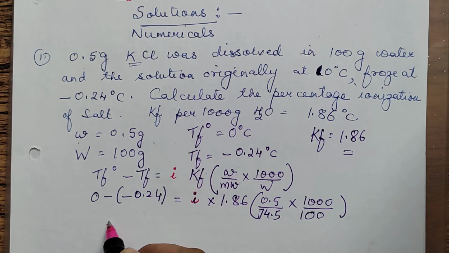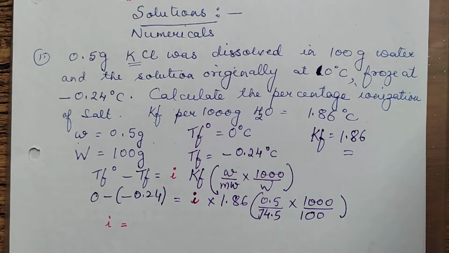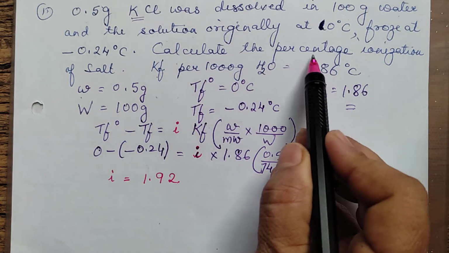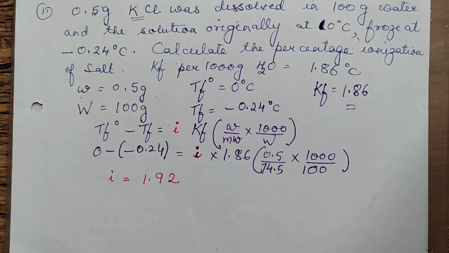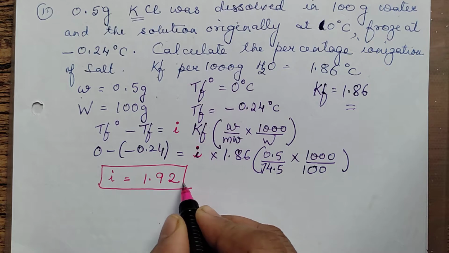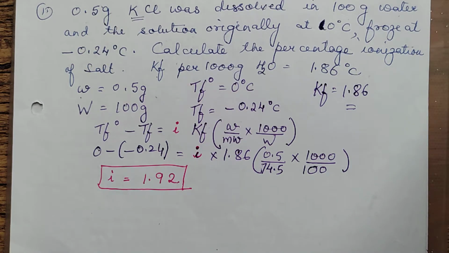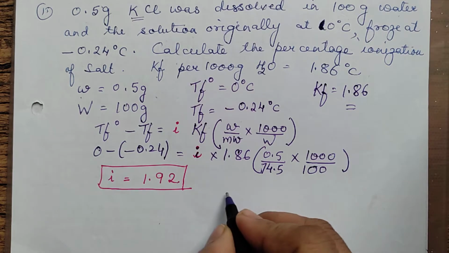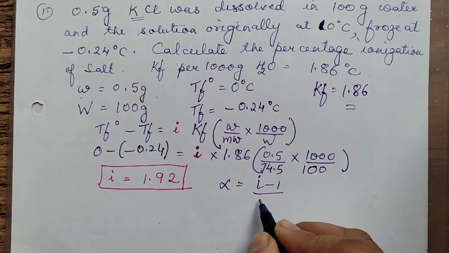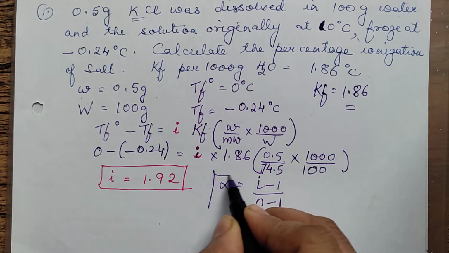Fine. So you will solve it to get the value for i. Clear? When you solve this, you get the answer as 1.92. Now using this i further, we have to calculate. The question says calculate the percentage of ionization. So what is the formula for the percentage of ionization? That means it's talking about dissociation. Okay, so for dissociation the formula is alpha is equal to i minus 1 by n minus 1. This is the formula, right?